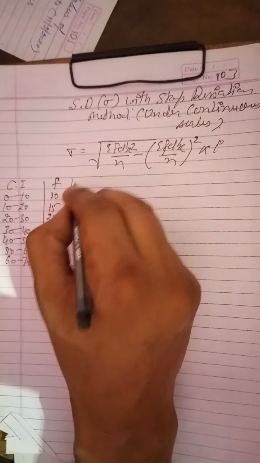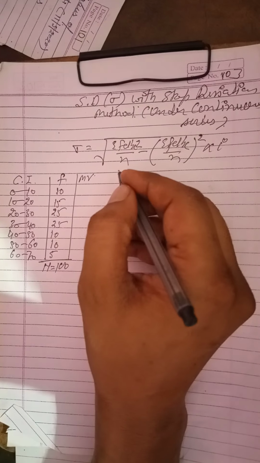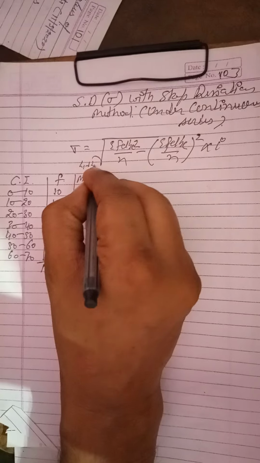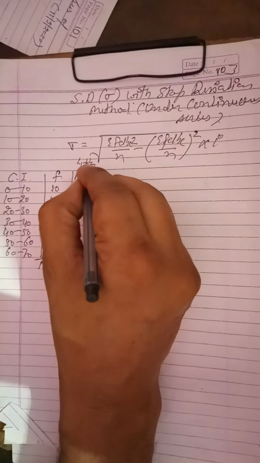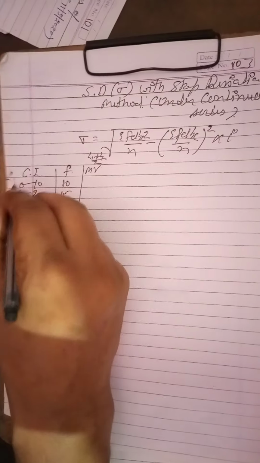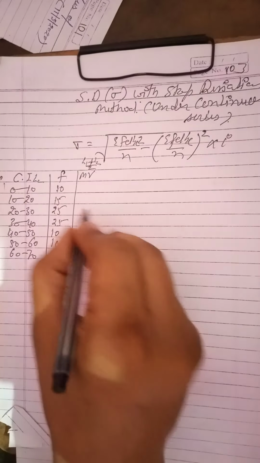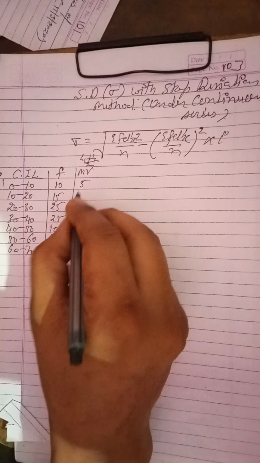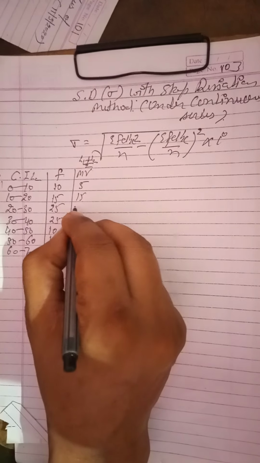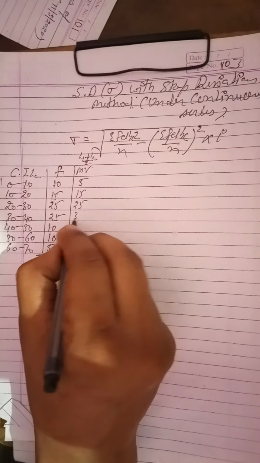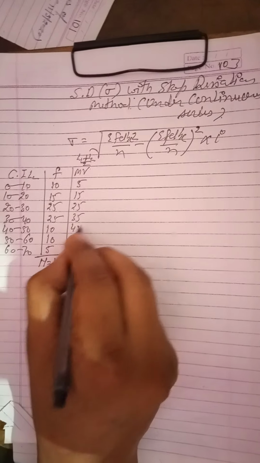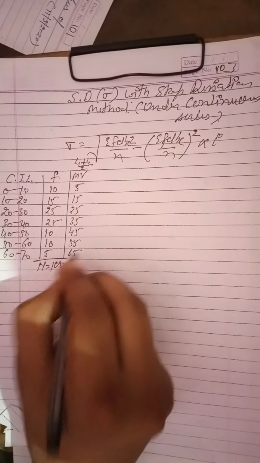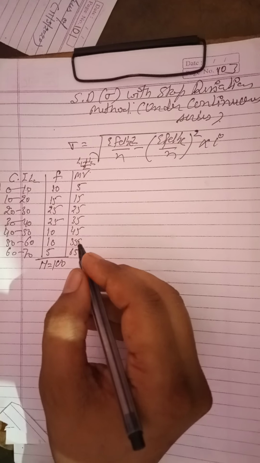After that we will find out the mid value. The formula is L1 plus L2 divided by 2. That's your L1 and that's your L2, divided by 2. 10 divided by 2 is 5. The distance is 10, so 5, 15, 25, 35, 45, 55, 65. Clear, beta?